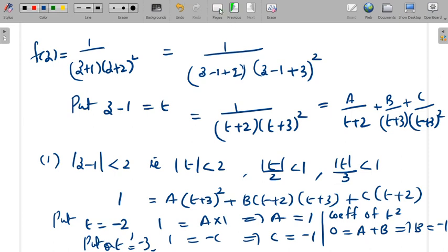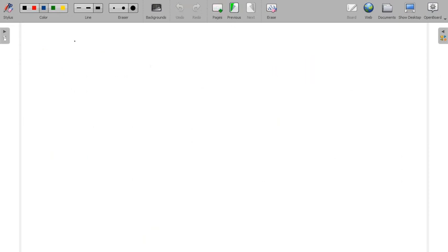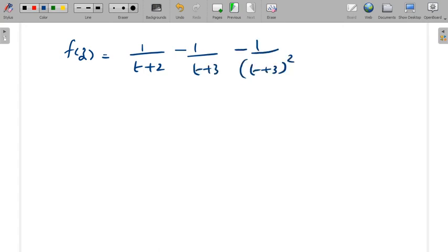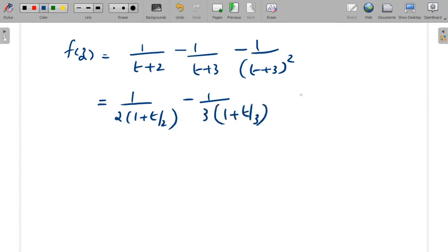So we get f of z is equal to 1 by t plus 2 minus 1 by t plus 3 minus 1 by t plus 3 the whole square. And t by 2 ആണ് less than 1 നിൽക്കുന്നത്. അപ്പോൾ ഇതിലെ 2 പുറത്തെടുത്തു. We can write 1 by 2 into 1 plus t by 2. രണ്ടാമത്തേൽ 3നെ കോമൺ ആക്കി എടുത്തു. So we get 1 plus t by 3. മൂന്നാമത്തേലും നമ്മൾ 3നെ പുറത്തെടുക്കുകയാണ്. So 1 by 9 into 1 plus t by 3 the square.